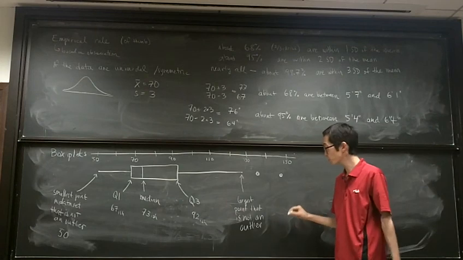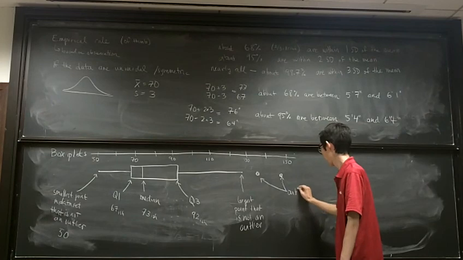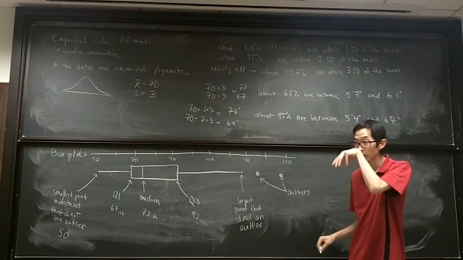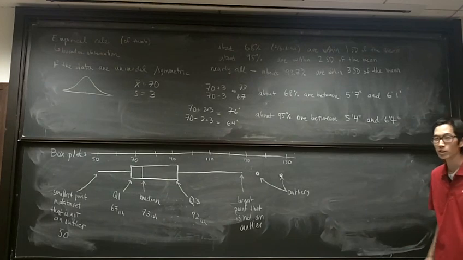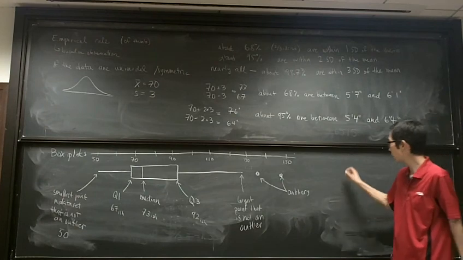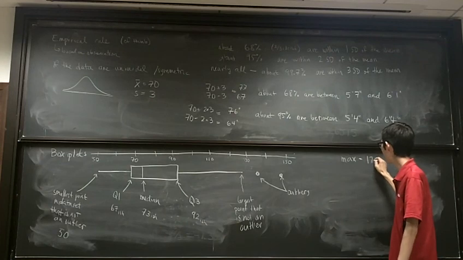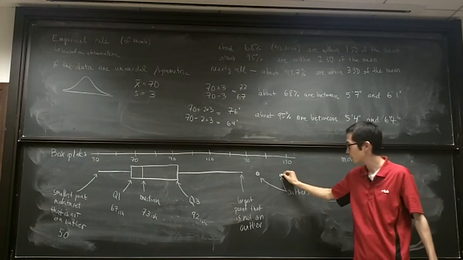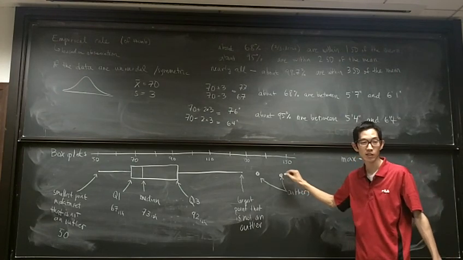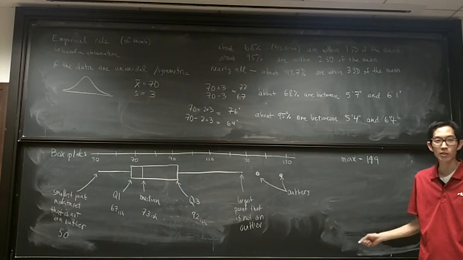Outliers are represented with circles or stars. Okay, they are still part of our data set. So what is the largest value in my data set? The max is maybe like 150, maybe like 140, 149, or something like that. Okay, that's this point. This is my largest point. What's the largest point I have that's not an outlier? Like 129, 130, something around there.